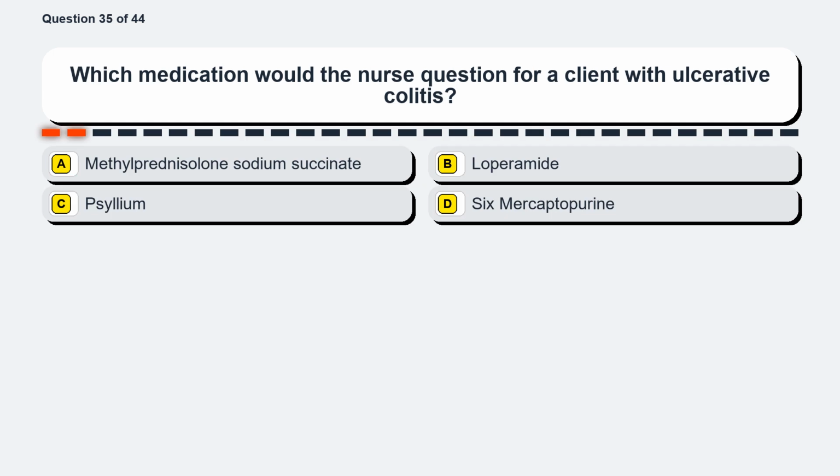Question 35. Which medication would the nurse question for a client with ulcerative colitis? Option A. Methylprednisolone sodium succinate. Option B. Loperamide. Option C. Psyllium. Option D. 6-mercaptopurine.